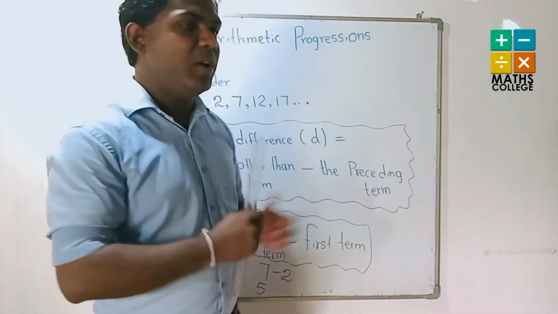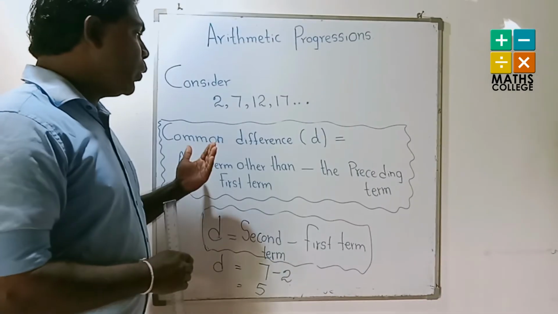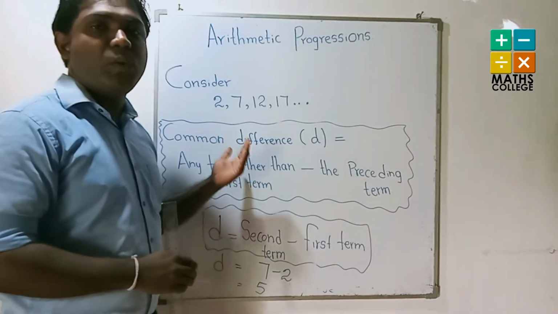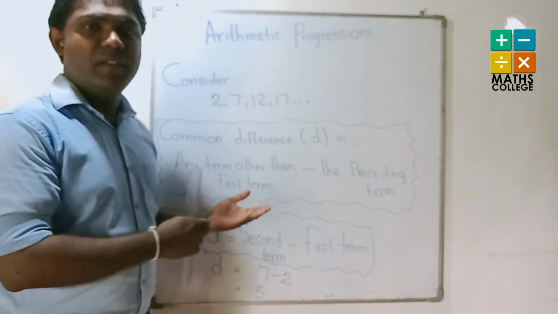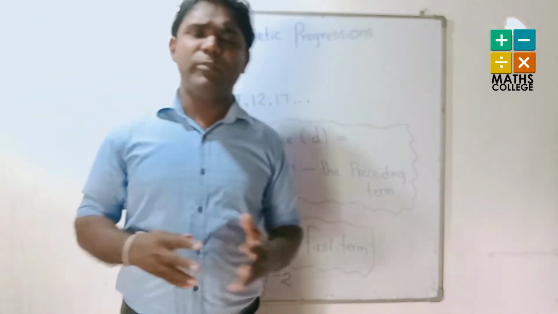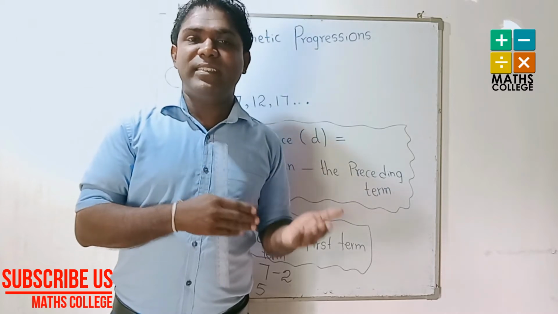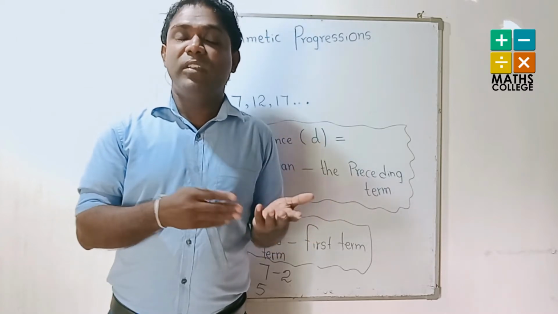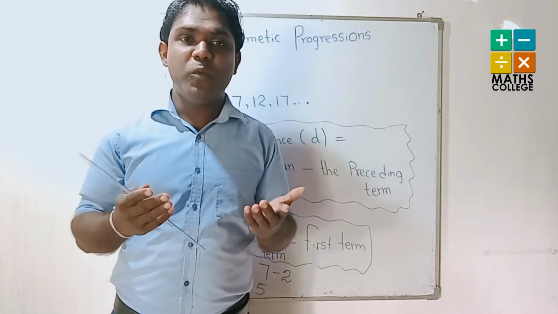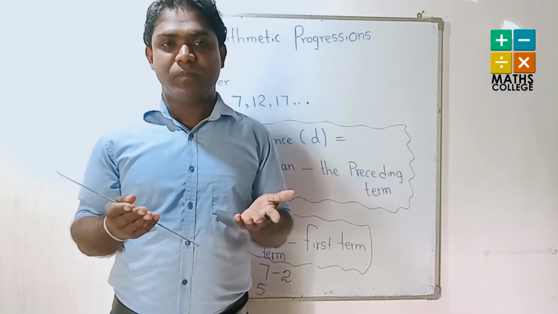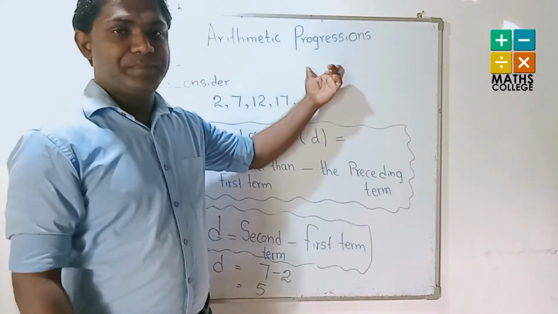Okay, look at the board. Consider 2, 7, 12, 17. What is this? This is a number pattern. We learned various number patterns and number sequences in our previous grades, 6 to 9. Today, there is a new name for number patterns: the arithmetic progression.